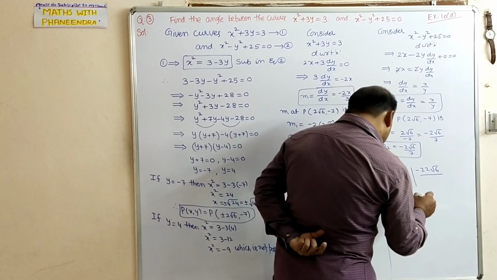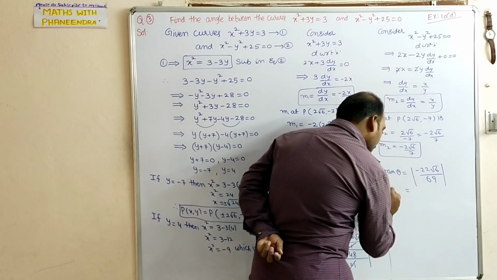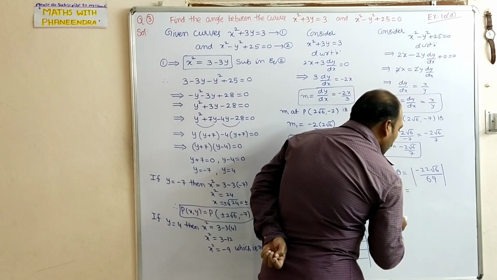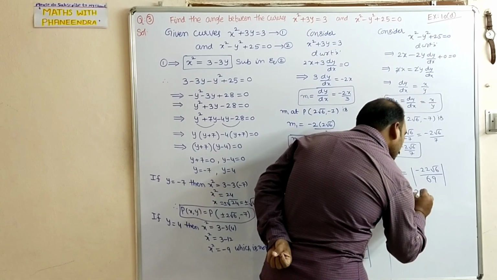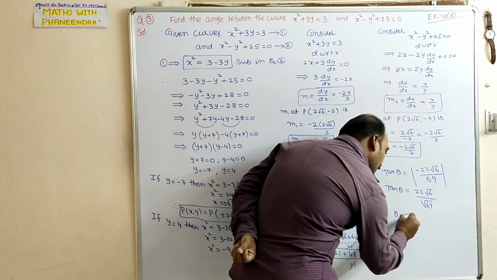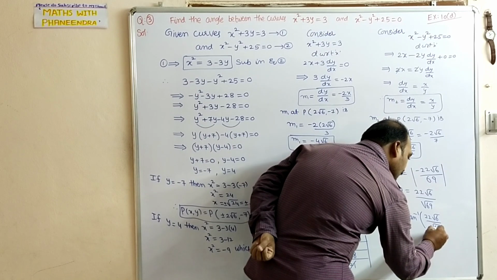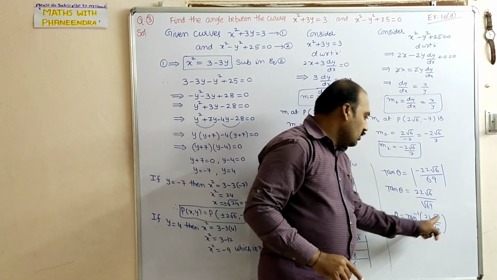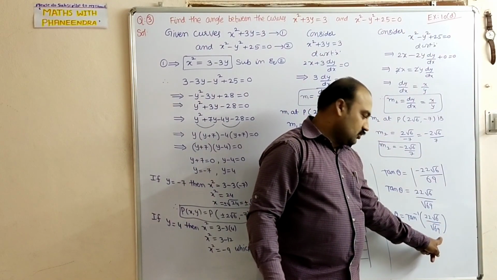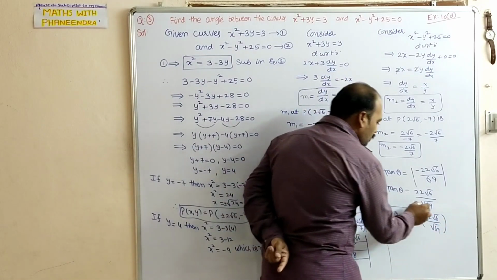It will become 69. So tan theta equals, within modulus it will become plus. Is there any possibility to divide? You can leave it otherwise. 22 root 6 divided by root 69. So theta equals tan inverse of 22 root 6 divided by root 69. Even if you want root a by root b, we can write root of 2 divided by 23. Otherwise you can leave it like this. It's not a problem.